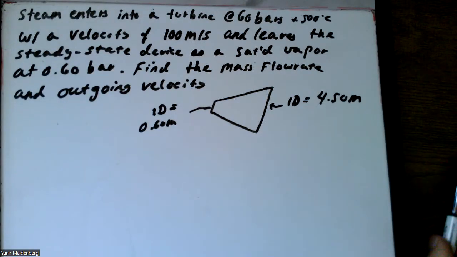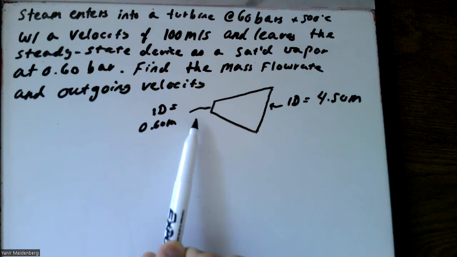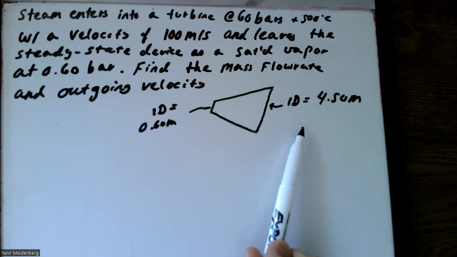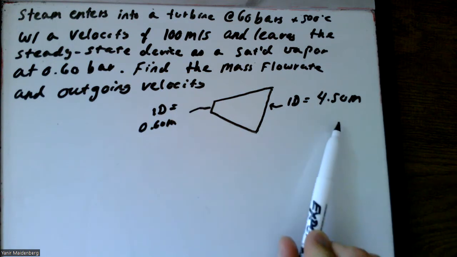Okay, let's discuss the continuity equation. So here we have a turbine, and we're not really going to use the fact that it's a turbine. We're just looking at the continuity equation in this example. But either way, the scheme for a turbine looks like this. Basically, we have steam entering through here and exiting through here. And you can see the inner diameter goes from 0.6 meters to 4.5 meters.